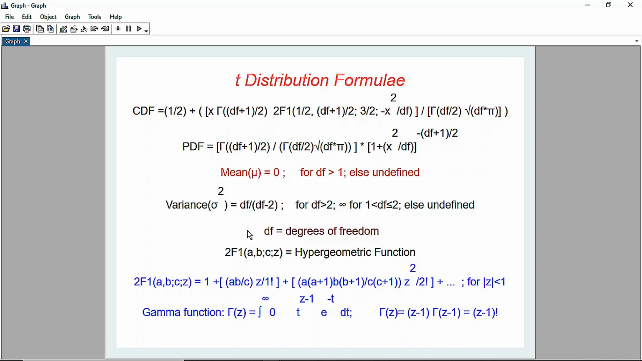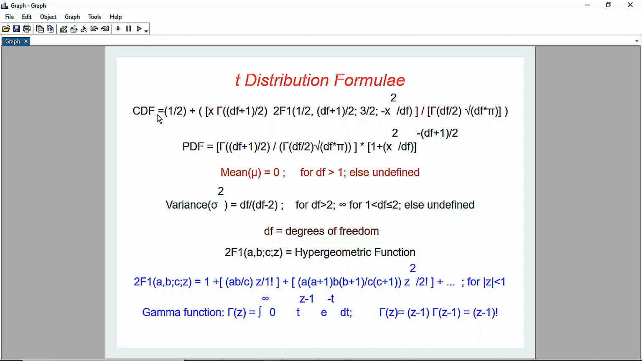We can calculate the PDF of the t-distribution by making use of a couple of gamma functions. So gamma of (degrees of freedom plus 1) divided by 2, divided by gamma of degrees of freedom by 2 times the square root of degrees of freedom times pi, multiplied by (1 plus x squared divided by degrees of freedom) raised to the power minus (degrees of freedom plus 1) divided by 2. We will calculate the PDF using this formula in our next example.